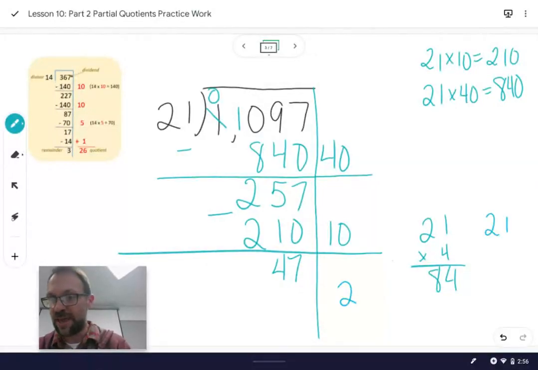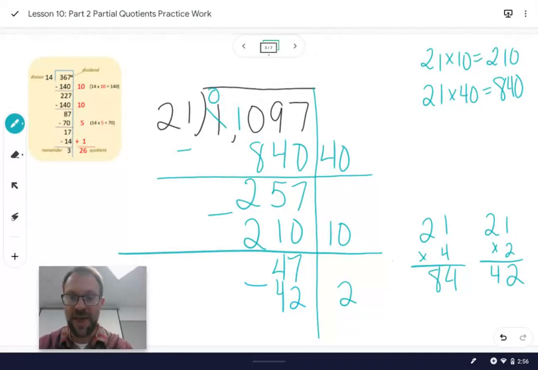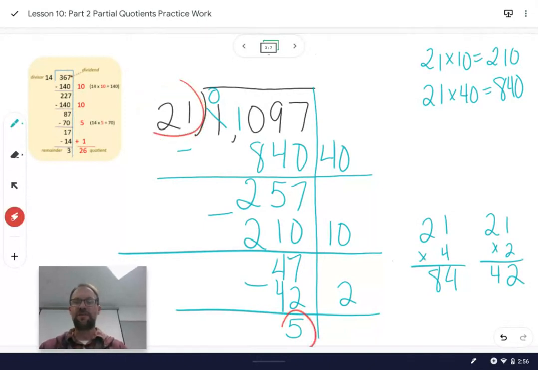If I don't know that in my head, I could just do that out over here, again on a separate piece of paper, 2 times 1 is 2, and 2 times 2 is 4. 42. And I can subtract that away and get 5. And now I ask myself, how many groups of 21 are in 5? And there aren't any. That's a remainder. 5 is a remainder.